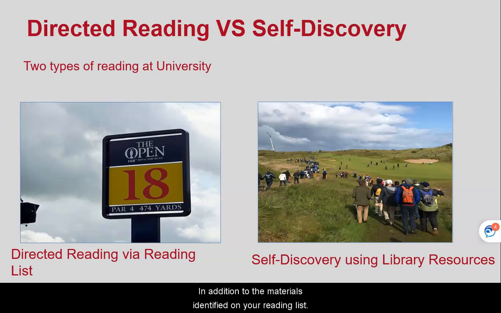In addition to the materials identified on your reading lists, you will be expected to read around your topic, to identify relevant resources that will support the arguments you are making in your assignments. This is what we call the self-discovery reading. At university, you will be expected to do your own research using resources like library search via Library Online and specialist research engines or databases via the subject guides, again on Library Online. Further videos in this series will look at these tools.